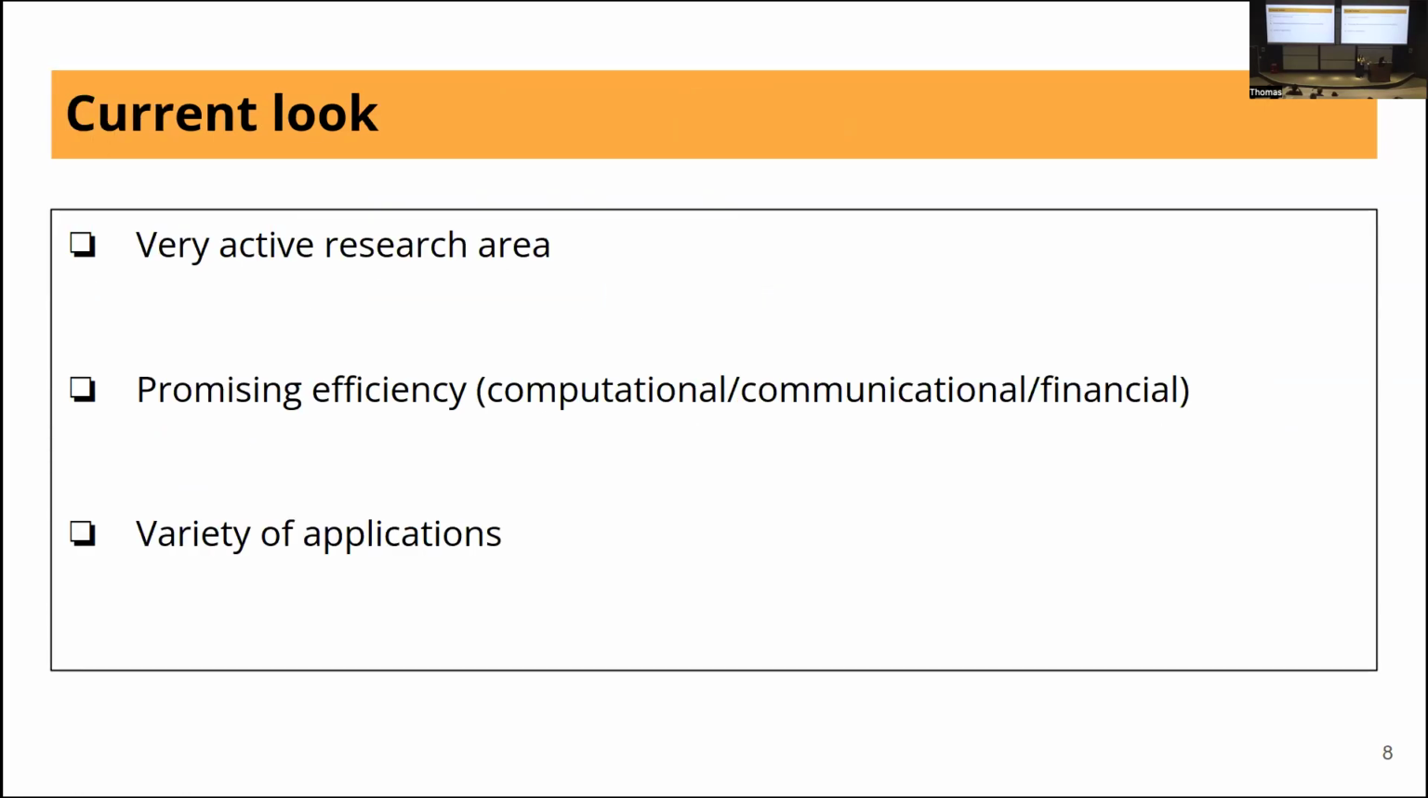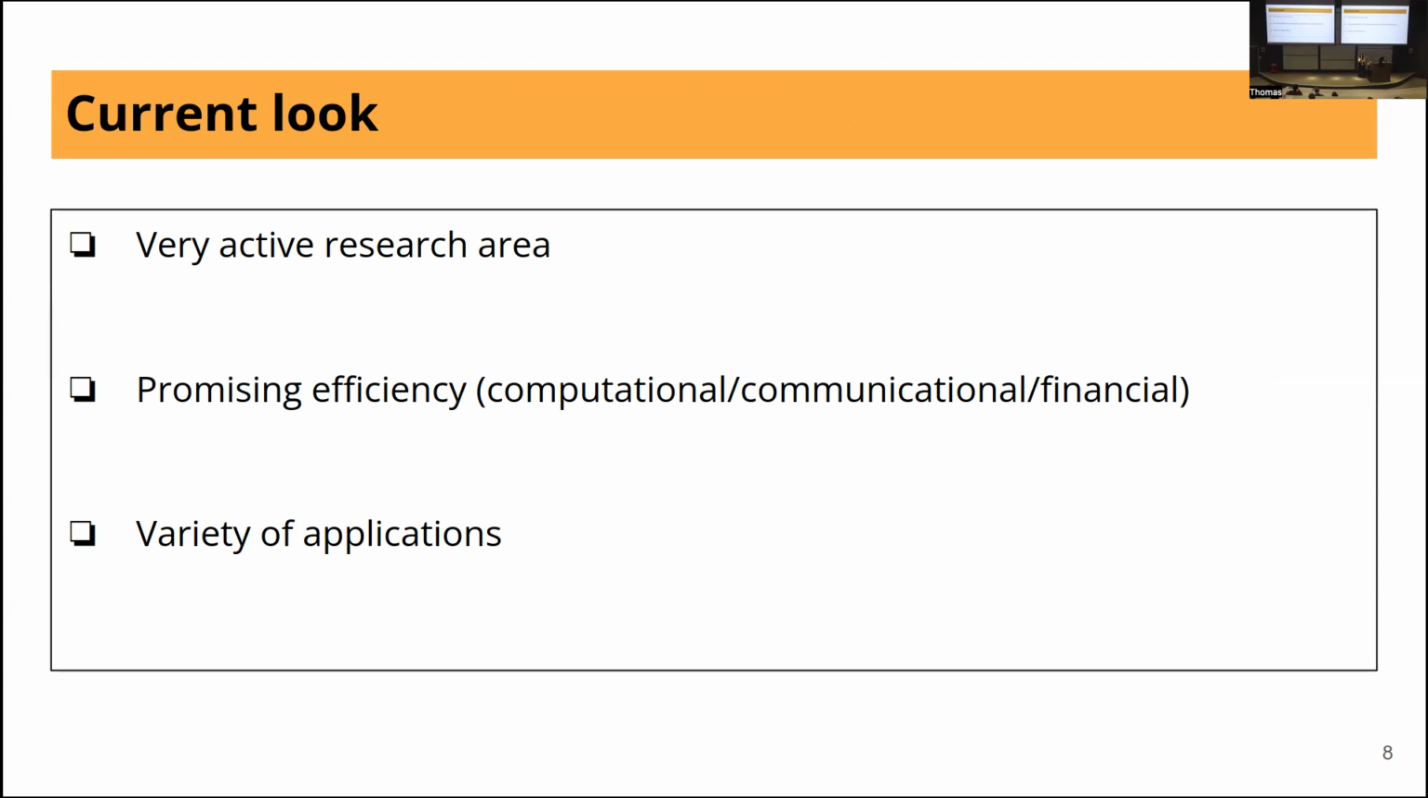So what is the current outlook? This is a very active area of research. We have at least one paper that is published every day on ePrint. So if you're interested in this area, it is very active, and you will find papers every day, I promise you. There's now some promising efficiency. So what I will show you in this specific talk is some of the schemes that we came up with that have good costs, so we can use them in the real world.